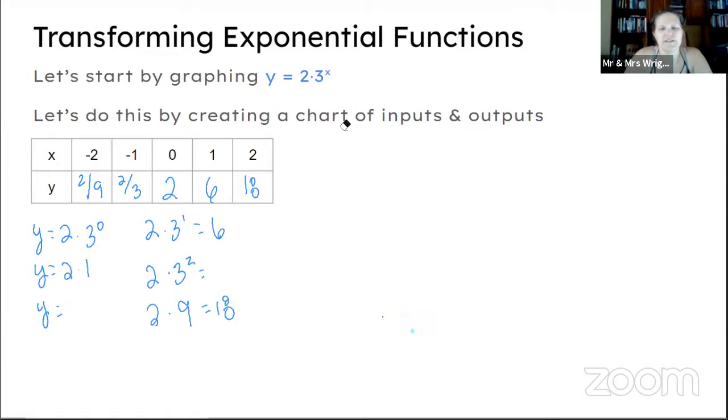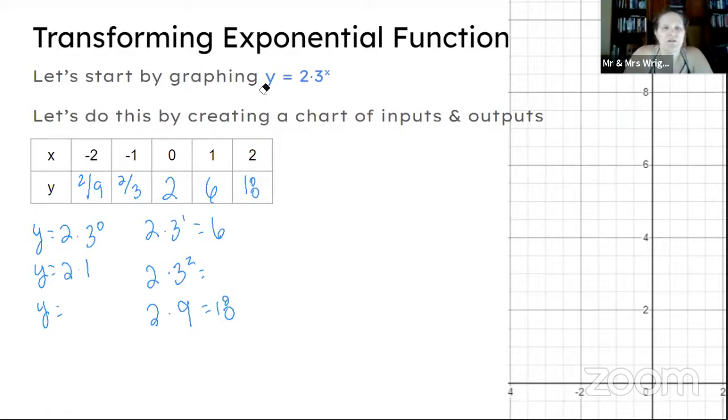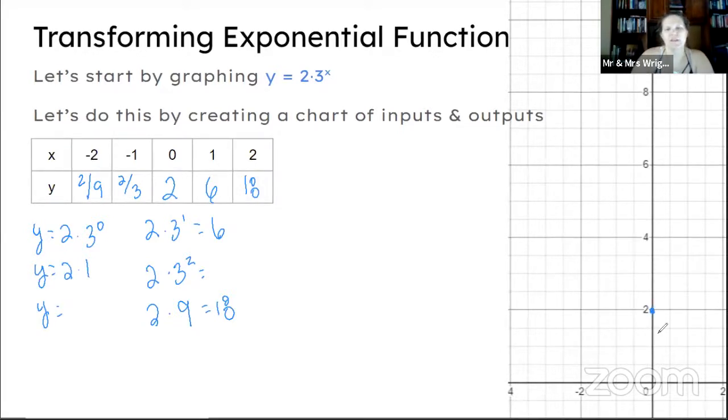Trying to erase some of these so we can see the graph better. All right, so let's go ahead and see about plotting some of these. 0, 2 is easy enough. I'm going to plot that one. 1 is halfway between 0 and 2, so this is 1 right here. And we need to go up to 6. 1, 6. And then 2, 18. 2, 18 is going to be all the way off the chart, so I can't really graph that one because the coordinate plane picture that I have here doesn't show 18.